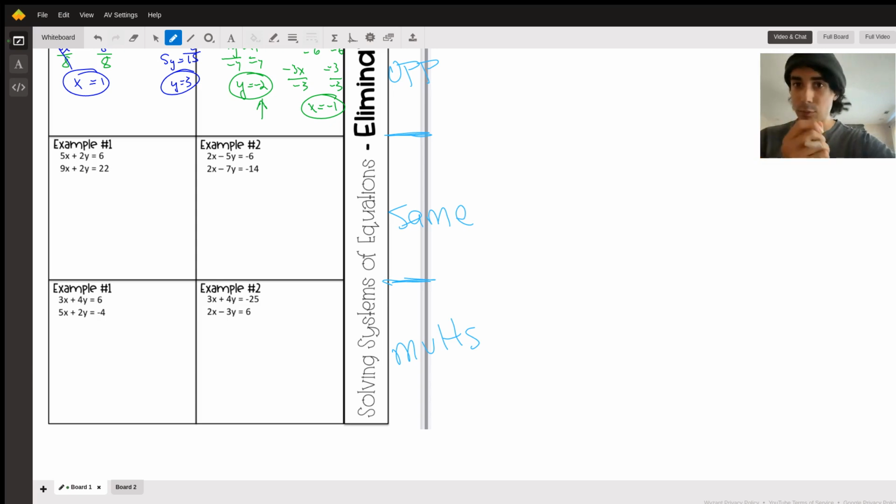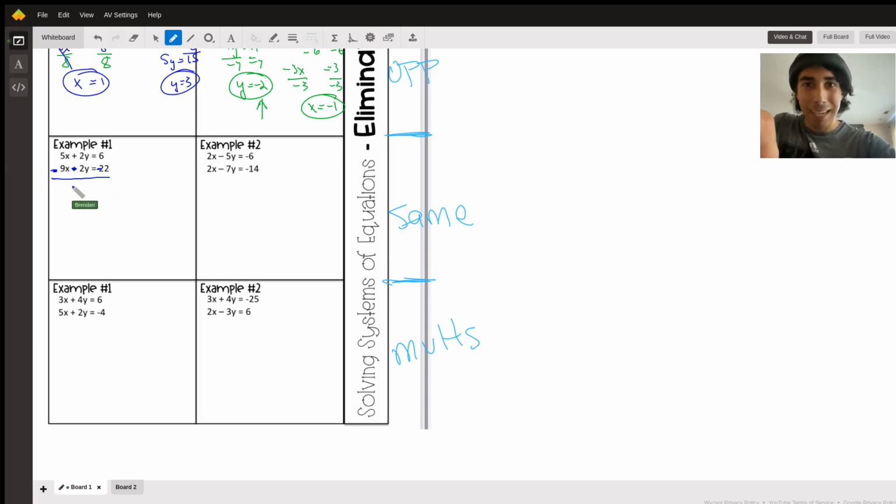But notice, if we're subtracting, we are subtracting everything. It's like you're going to distribute that negative sign. So that's going to be a minus 9x, a minus 2y, and a minus 22. You can also think of it as multiplying one of the equations all the way through by negative 1. You're just switching all the signs. So let's go ahead and subtract these.